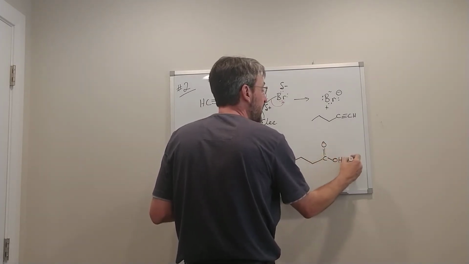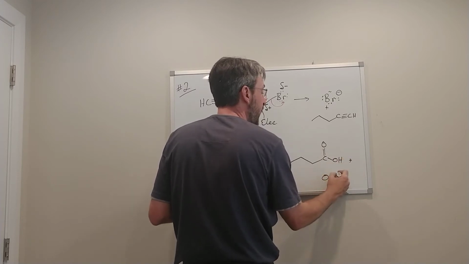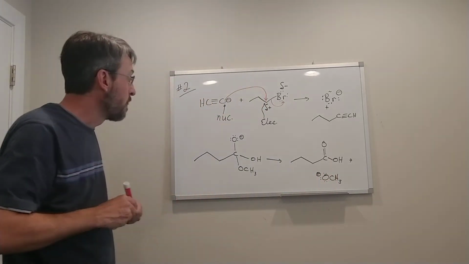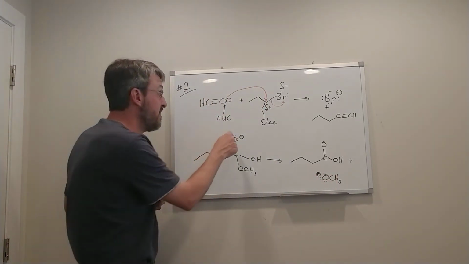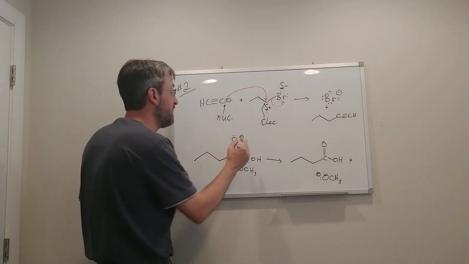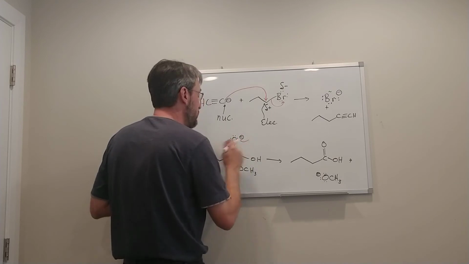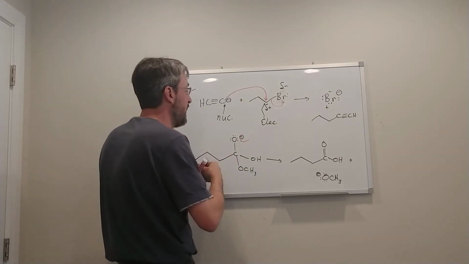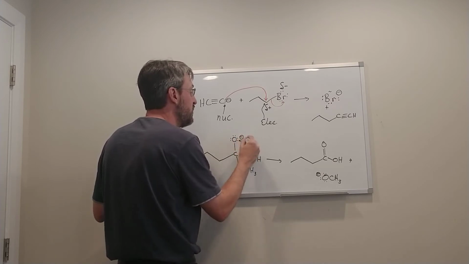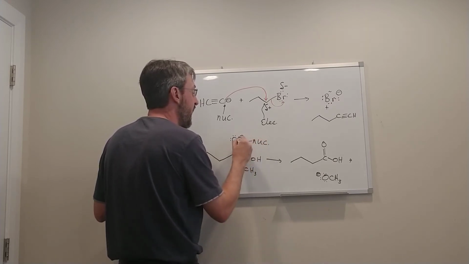A carboxylic acid and OCH3 minus. Okay, so if we look at what we have here, this O minus has electrons it wants to use to form a bond to something. So that is going to be the nucleophile.